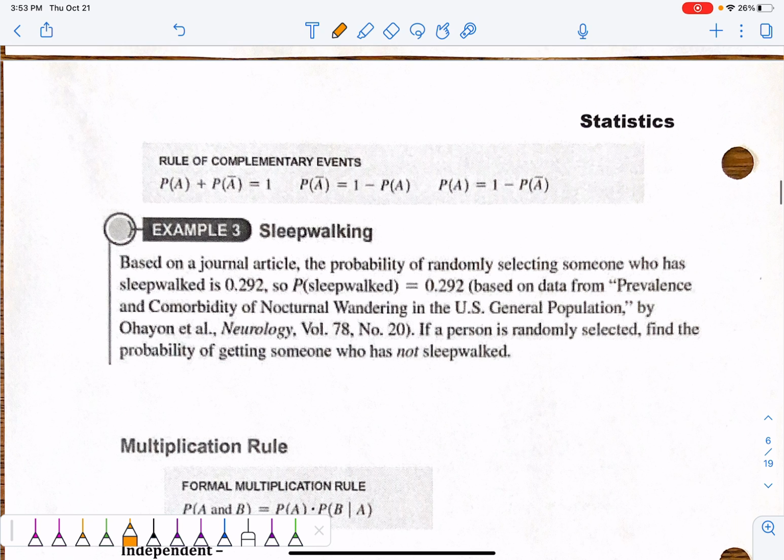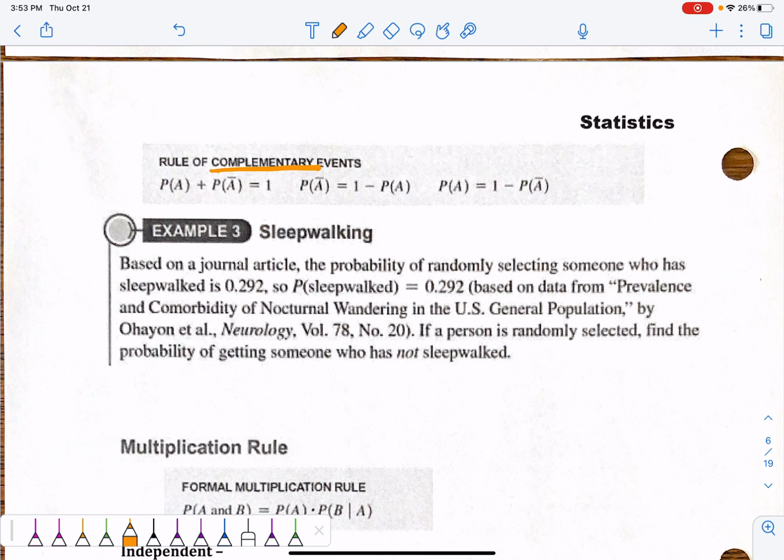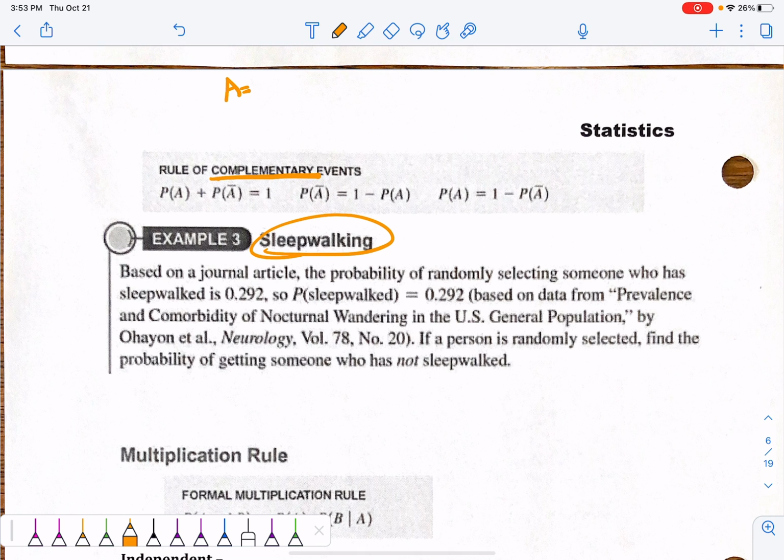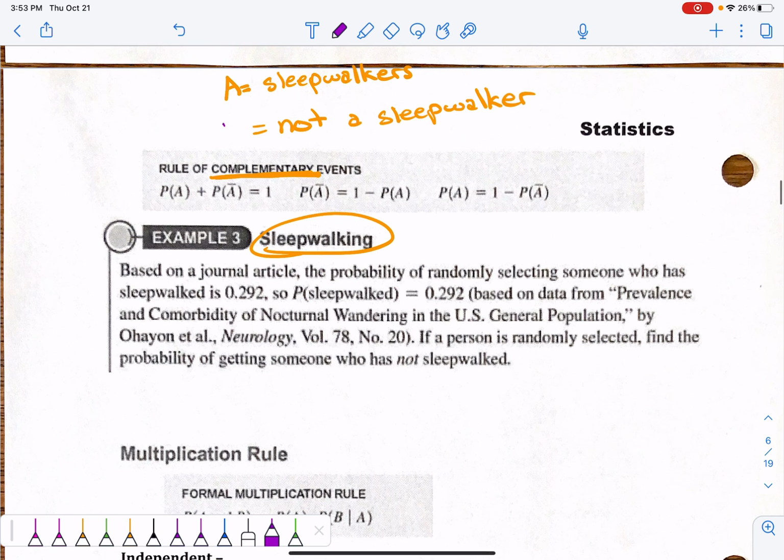All right, so then they have something called complementary events, okay? And so let's say A is the event of having a sleepwalker. So A equals the sleepwalkers. Then the complement of that would be not a sleepwalker. Okay, but they denote that as, I want you to really pay attention to this notation because I know you have a question on it. They denote that as A bar, okay? A bar is a complement. So if A is the original event, the opposite of that, not a sleepwalker, is A bar, okay?